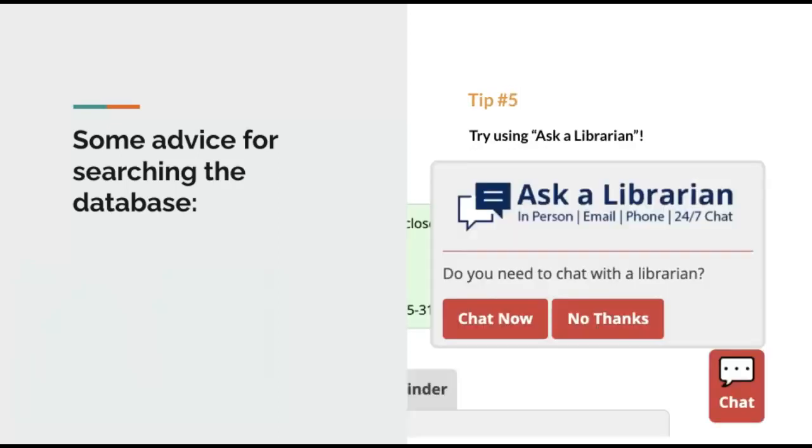My last tip is tip number 5. Try using Ask a Librarian. When you go to the GCC webpage, you're going to see this little button pop up. And if you click Chat Now during work days, you're going to talk to one of the librarians at our school. So it's a really great option.